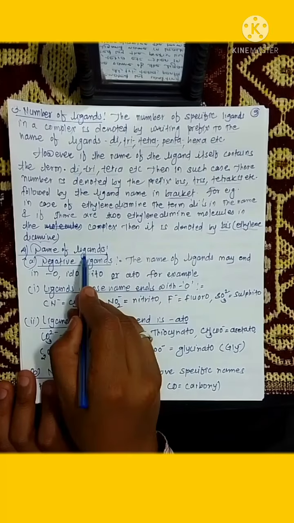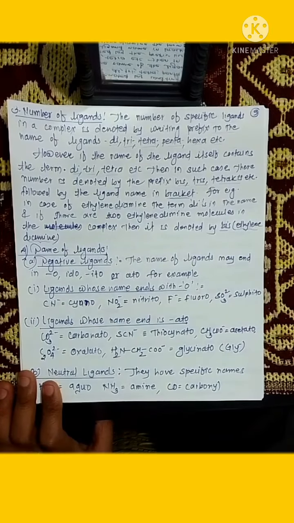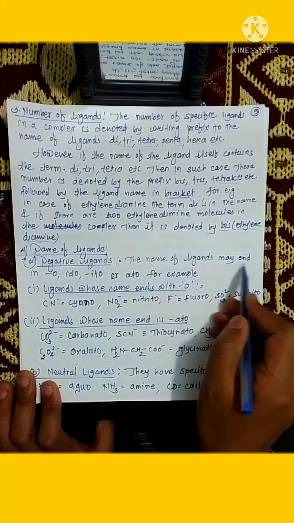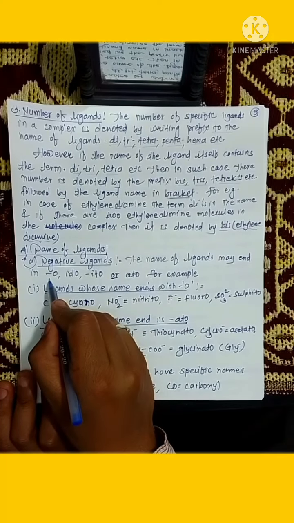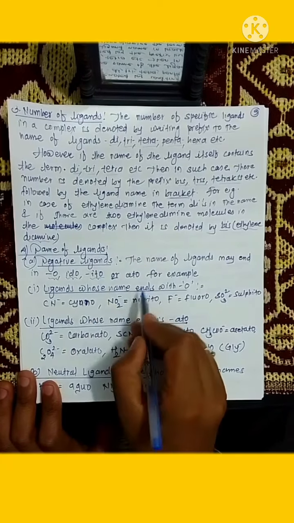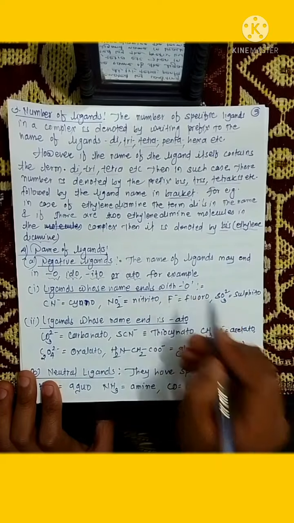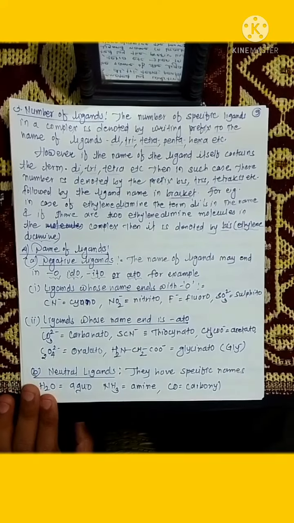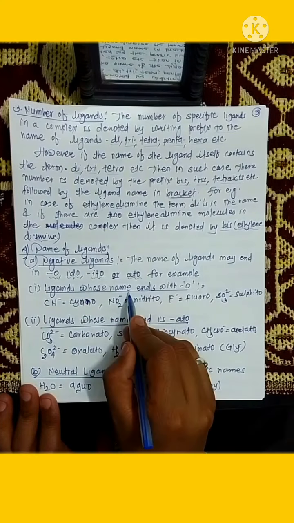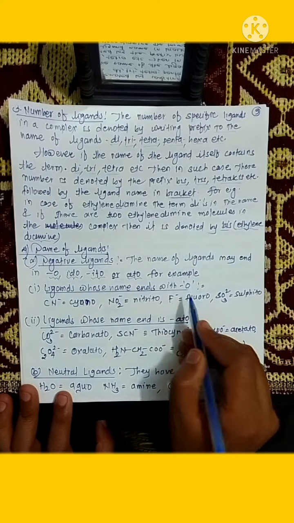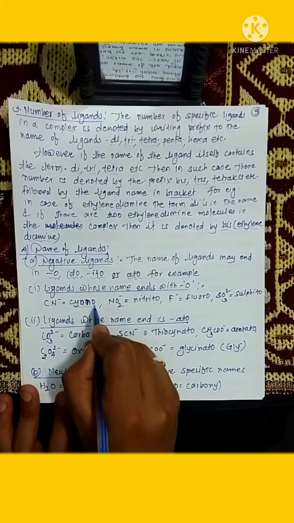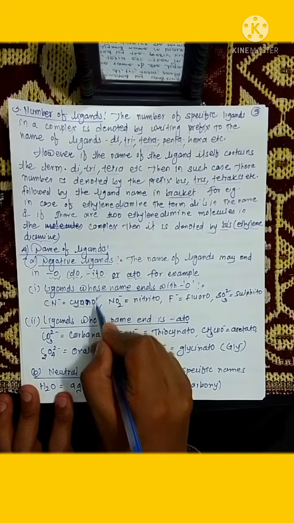Now the next point is the name of the ligand. Let us see negative ligands. The names of negative ligands may end in o, ido, ito or ato. Students should learn this by heart. Ligands whose name ends with o: CN minus is written as cyano. Its name ends with o.